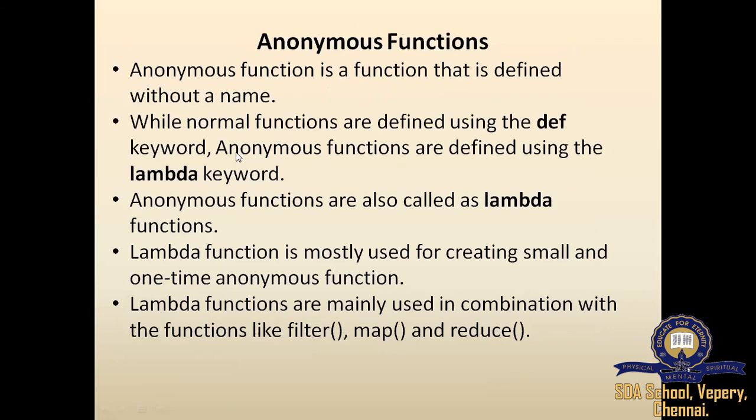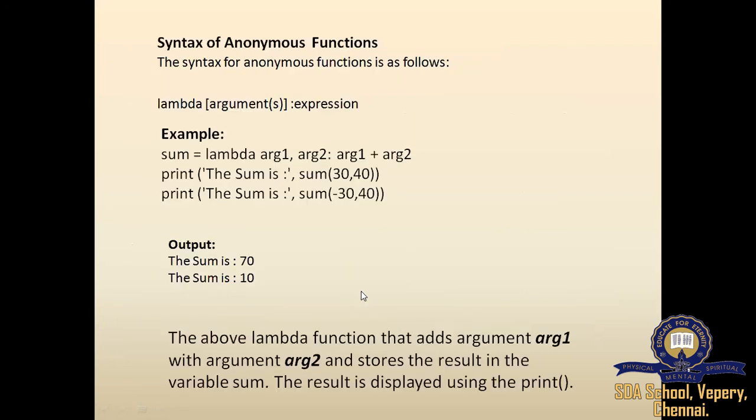Anonymous functions can be defined by using the keyword lambda. Anonymous functions are also called lambda functions. A lambda function is mostly used for creating small, one-time anonymous functions. Now we are going to see the syntax of an anonymous function.